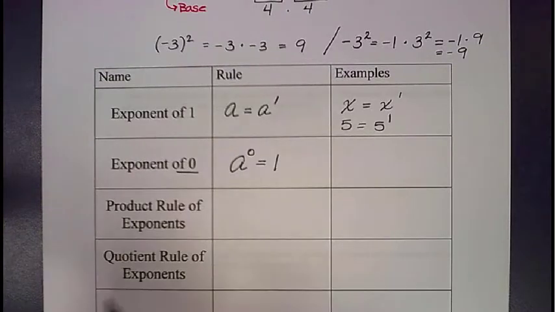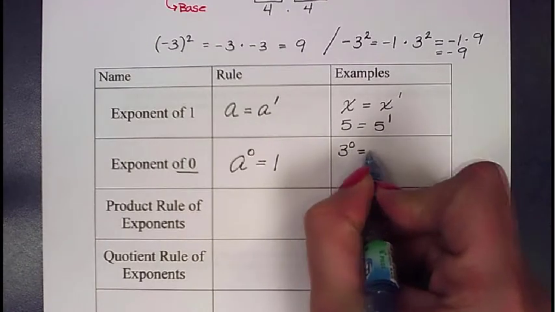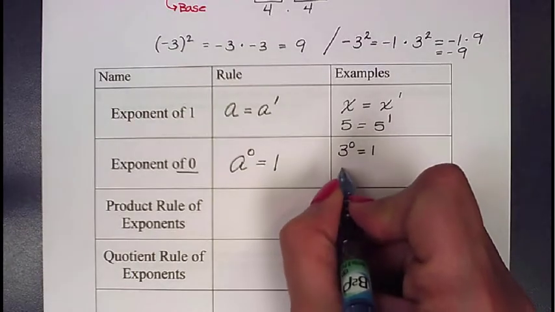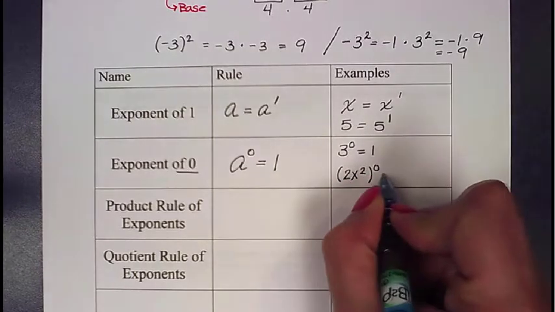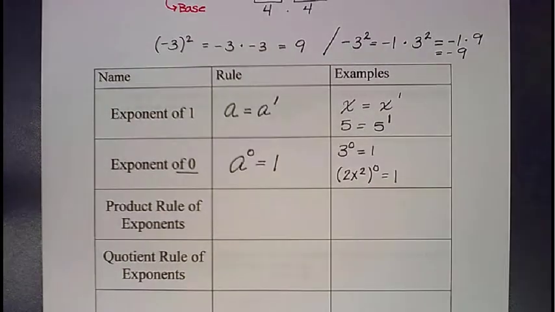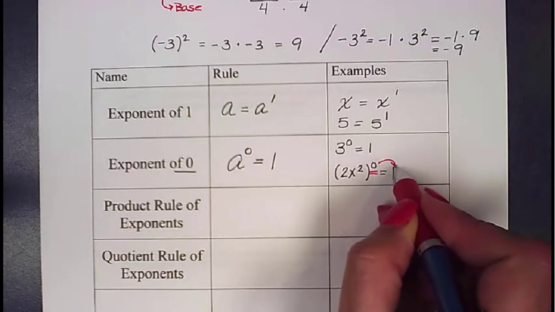So if we have something like 3 to the 0, that's 1. We can have things more complex, like if we had (2x squared) raised to the 0, that is also 1. So that little 0 right there causes everything to turn into that 1.